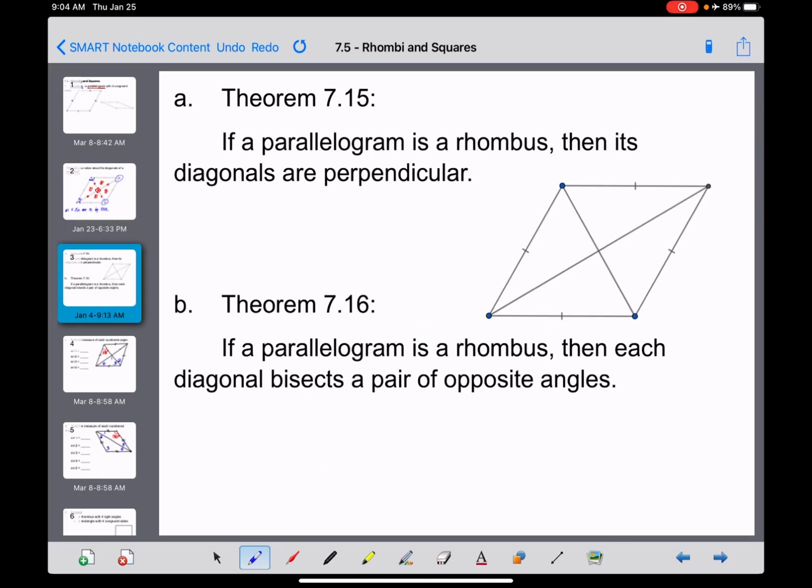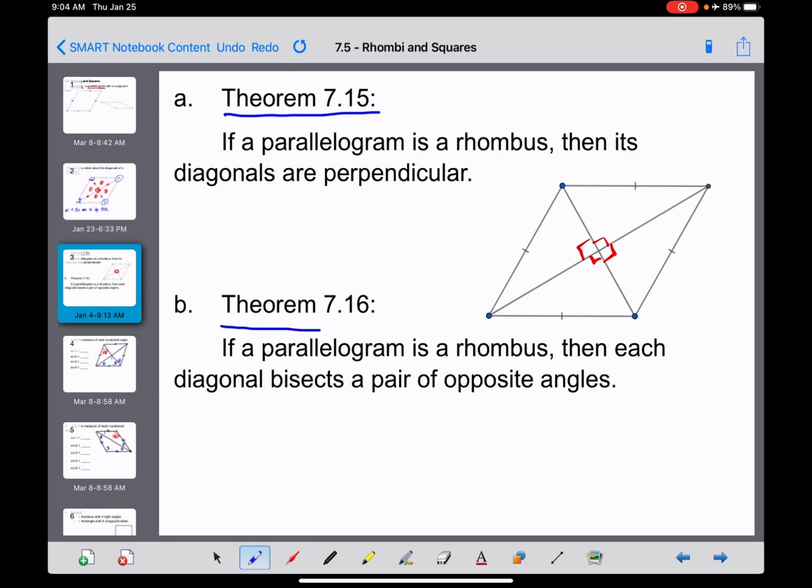So let's get these two theorems written down, everybody. Theorem 715 says the following: if a parallelogram is a rhombus, then its diagonals are perpendicular. So if you have this diagram in your notes, we're going to go ahead and draw 4 corner marks there to show that all 4 of those angles in the center of that figure are going to be right angles right there. So that's what Theorem 715 says.